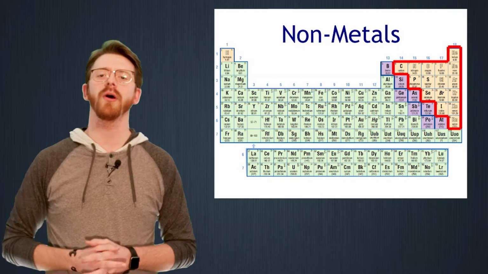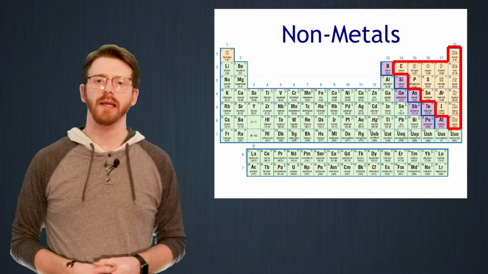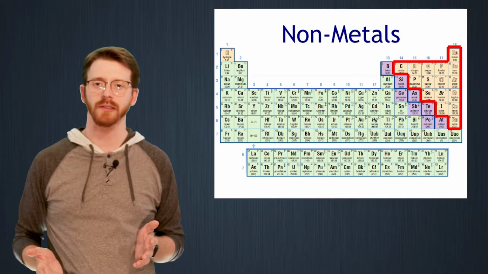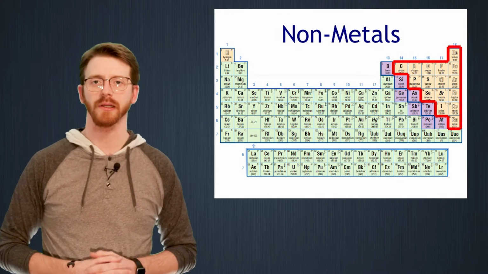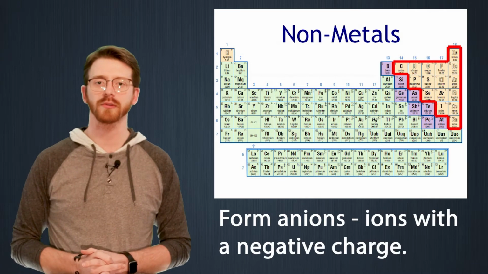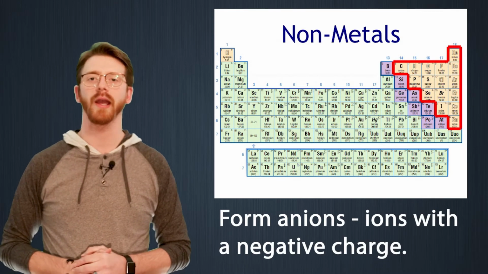There are a few nonmetals on the periodic table. They can typically be found in the upper right-hand corner, except for hydrogen. He has to be different. Nonmetals have a tendency to gain electrons in reactions with metals, forming negative ions or anions.